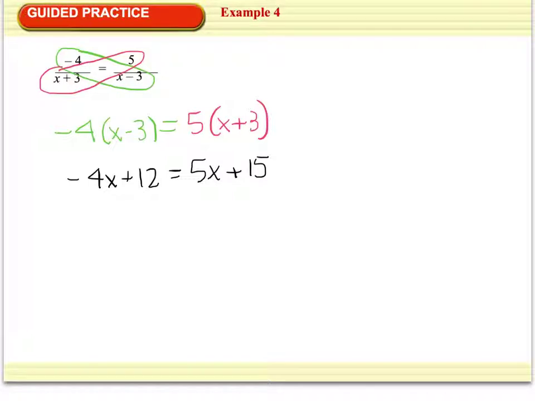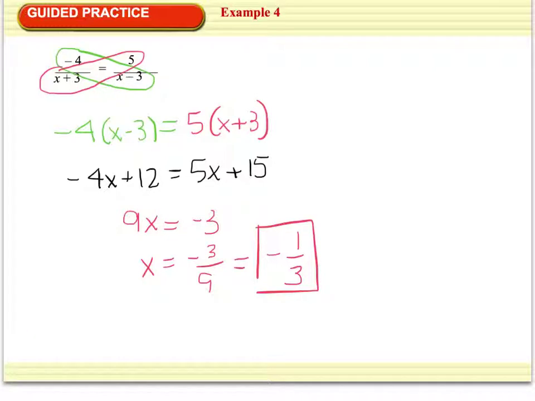If I group all of my x terms on one side, all of my constants on the other, we will end up with, and I'm going to move my negative 4x over to the other side. So that's going to give me 9x. And I'm going to move my 15 over to the other side. So 9x equals a negative 3. When I solve for x, I end up with a negative 3/9, which is equal to a negative 1/3.